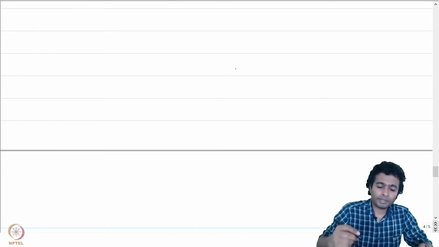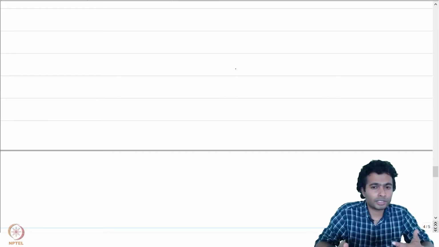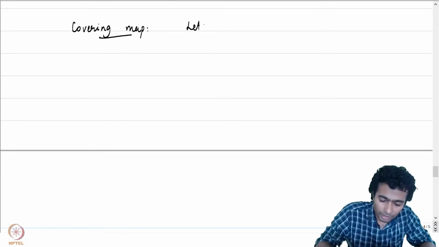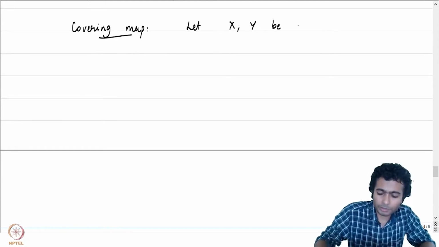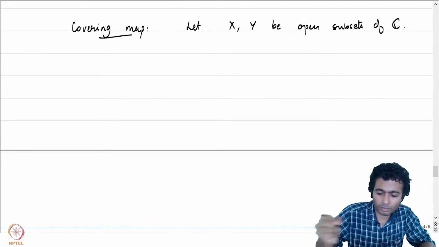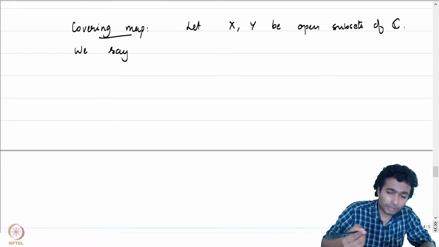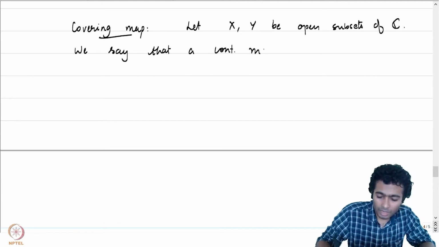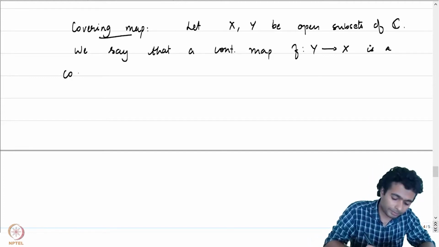Let me begin by defining a covering map, which gives us a sufficient condition to talk about when a curve could be lifted. Covering map. So the setup is as earlier. Let X, Y be open subsets of C. We say that a continuous map f from Y to X is a covering map if the following condition is satisfied.